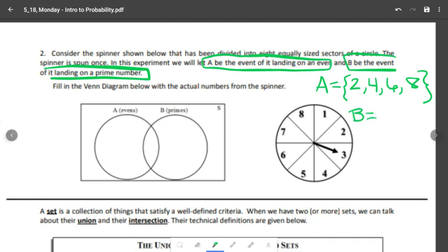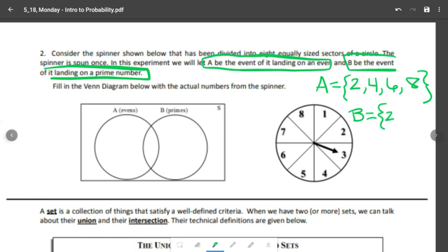Event B, this is that it is a prime number. Prime numbers are numbers that are divisible by 1 and themselves. The number 1 is not considered a prime number because it's only divisible by 1 and itself, but that is the same number both times. It has to be 1 and itself, where the itself is different than the 1.